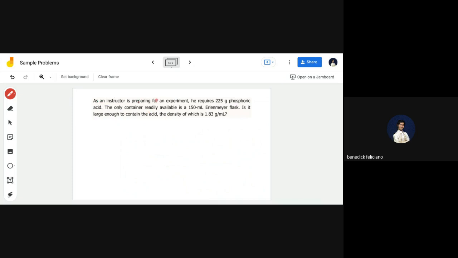An instructor is preparing for an experiment, and he requires 225 grams of phosphoric acid. The only container readily available is a 150 milliliter Erlenmeyer flask. Is it large enough, with the density 1.83 grams per milliliter? So this is actually an analysis problem which involves dimensional analysis as well.